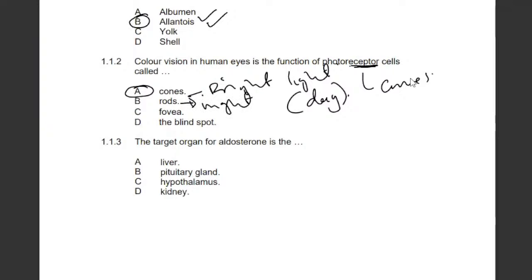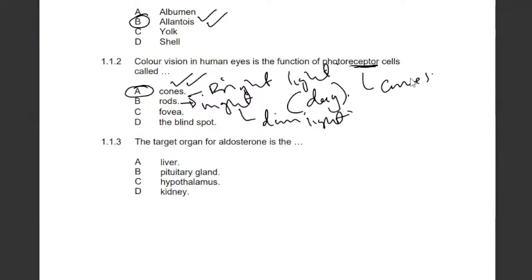That's why these animals which are nocturnal, they cannot see color. Why? Because they see very well at night. So still sometimes we can say that rods are responsible in dim light. So I think now it is clear. So the answer here becomes the cones. Fovea is where the sharpest image is formed. Blind spot, no image is formed.